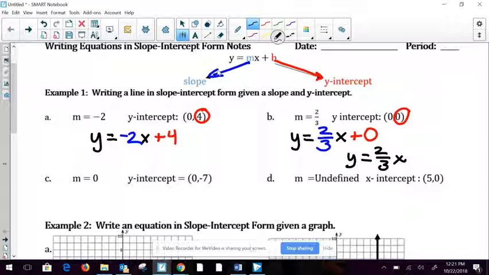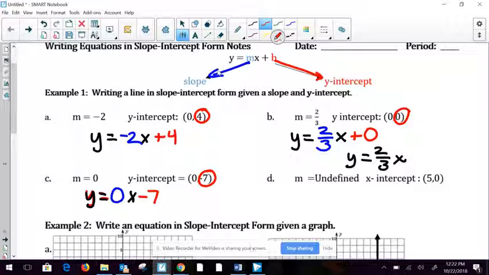So if we look at letter C, in this case, our slope is equal to 0. Again, we're looking at the y value of our y-intercept, which is -7. So when I put this into our equation, I have y is equal to, my slope is 0. Let me just rewrite this in black to make it consistent. So 0x, and then my y-intercept is a -7. So now instead of writing pluses like A and B, we're going to write it as a minus.